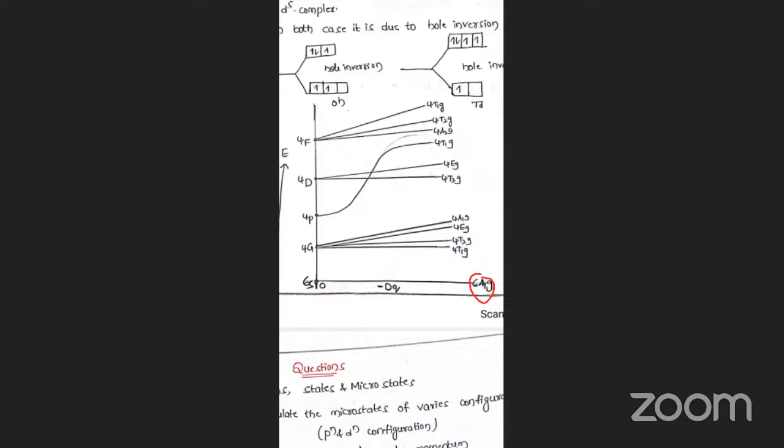What about the 4G term? The 4G term contains 9 energy pockets. They split into 4 energy levels: T1G, triply degenerate; T2G, triply degenerate; EG, doubly degenerate; A2G, singly degenerate. That means 3 plus 3 plus 2 plus 1, so 9 energy levels are there.